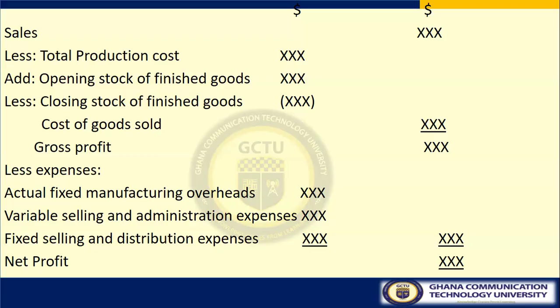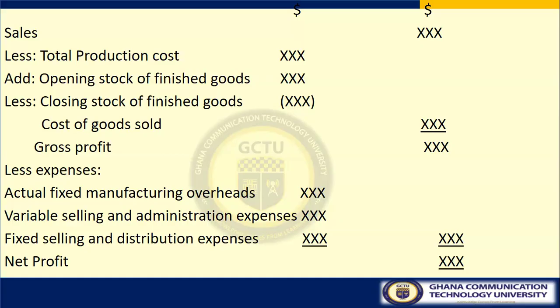Then less your expenses. What are the expenses we are talking about here? Actual fixed manufacturing overheads, variable selling and distribution expenses, fixed selling and distribution expenses, then net profit. Any other cost apart from direct cost of production is considered a fixed cost.